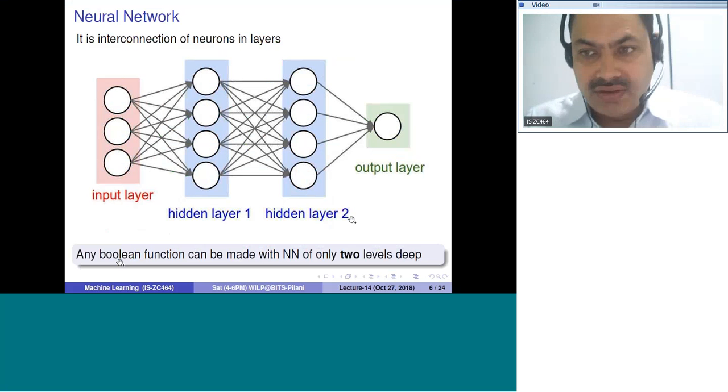Any Boolean function, an important thing, can be made with a neural network of only 2 levels deep. Okay, any Boolean function can be made only 2 levels deep. That is a very important thing to know.